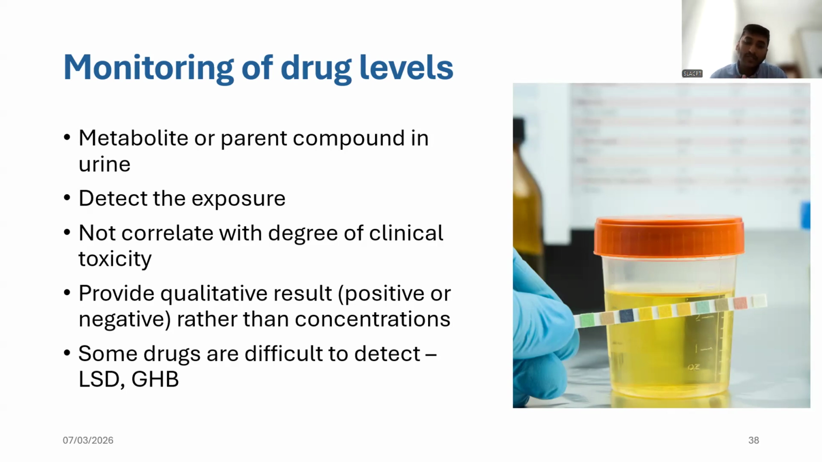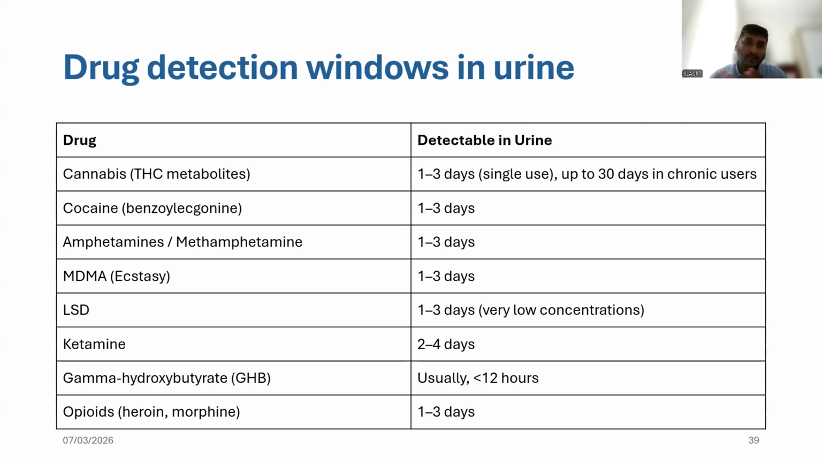Some drugs are difficult to detect in urine, like LSD and GHB as well. And the detection windows are also 1 to 3 days. So you can see most of the time it is 1 to 3 days for all these drugs, the detectability in urine.